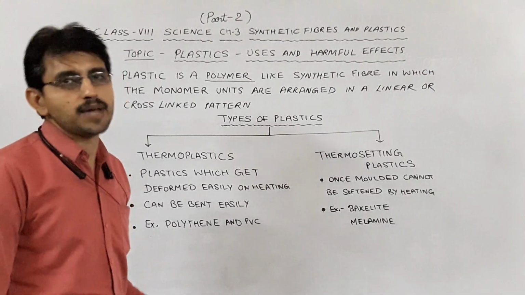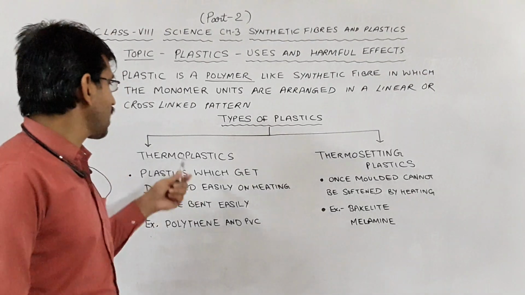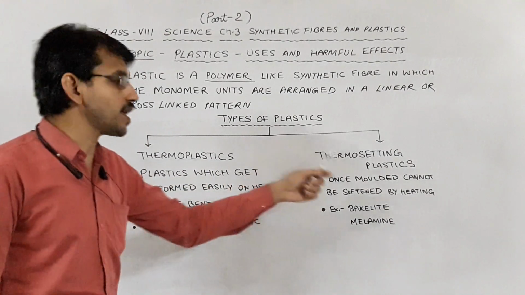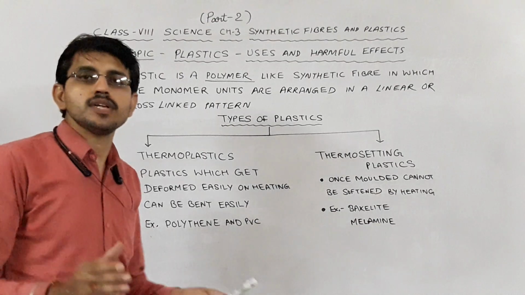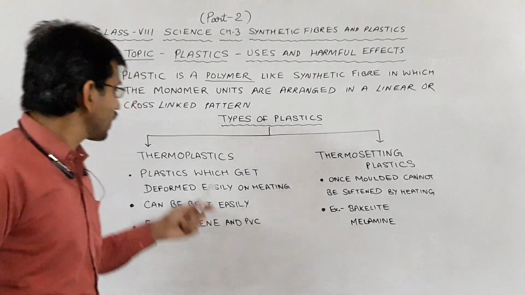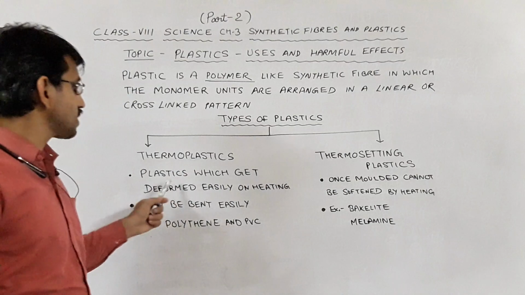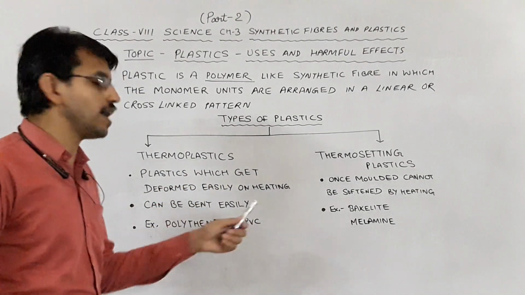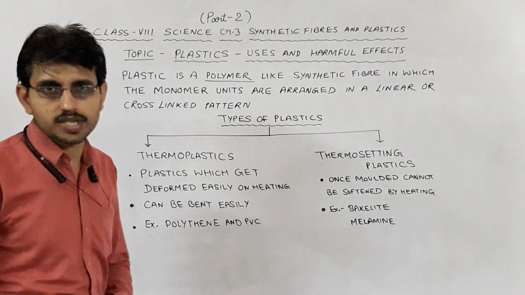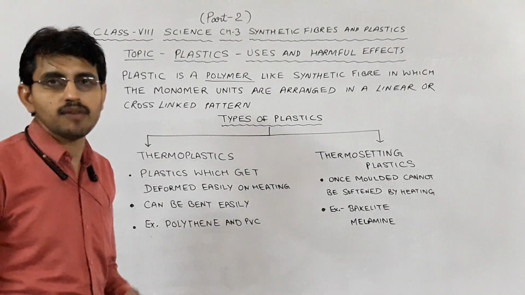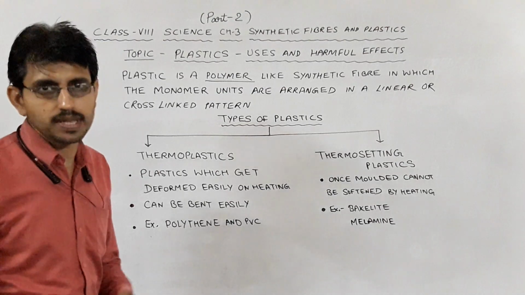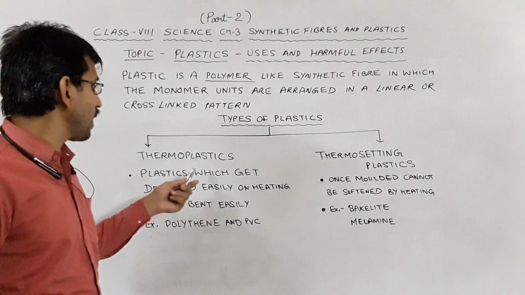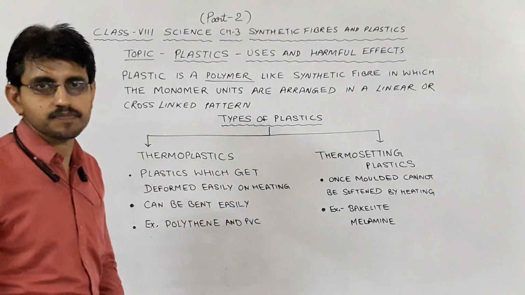Now we will talk about types of plastics. Plastics are of two types: one is thermoplastics and the other is thermosetting plastics. Therma means heat. So what are thermoplastics? Plastics which get deformed easily on heating and can be bent easily are called thermoplastics. It means when you heat them, they can easily be molded into the desired shape, they can be bent, and their deformity can be there. This type of plastic is called thermoplastics.